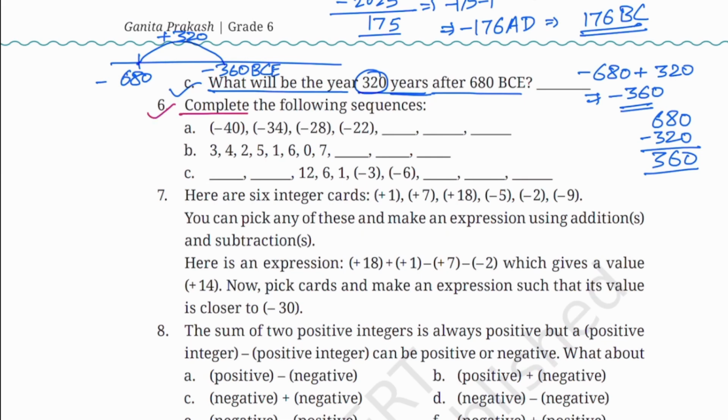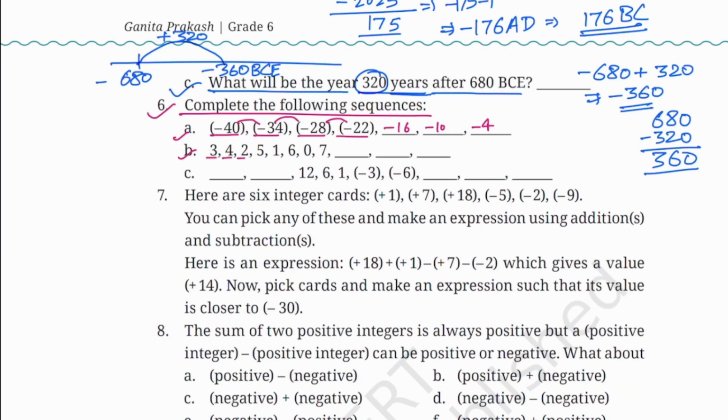6. Complete the following sequences. A. Minus 40, minus 34, minus 28, minus 22, 6 added to it. You can see in every term 6 is added to the previous one. The next will be minus 16, then minus 10, minus 4, and so on.